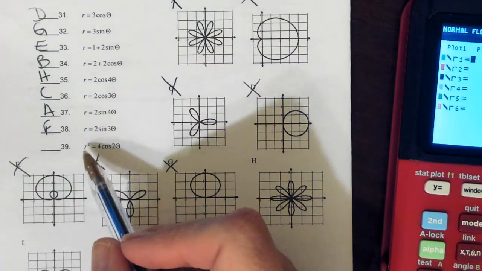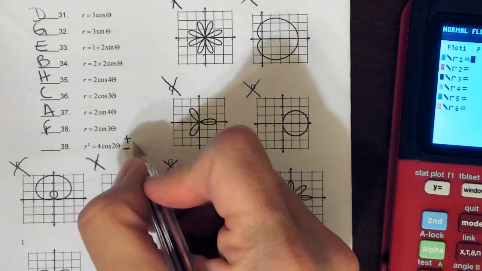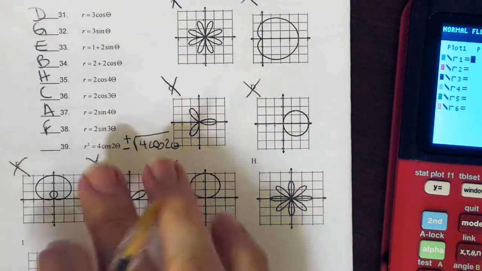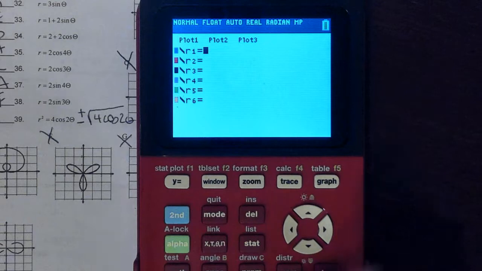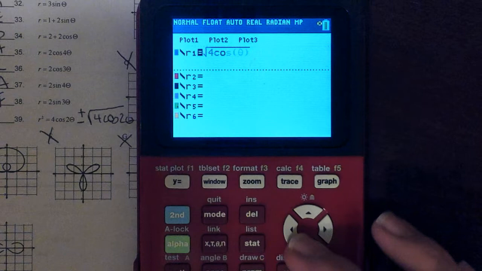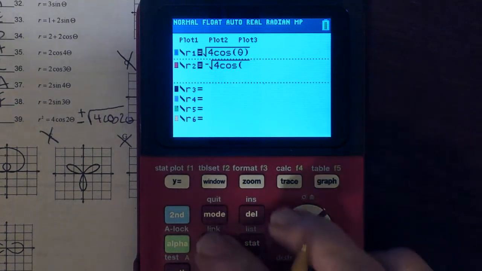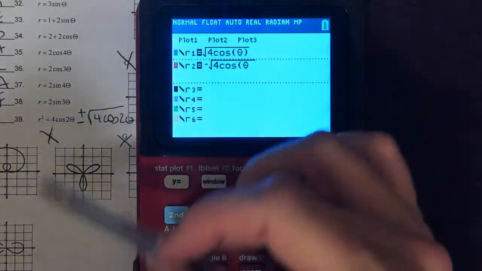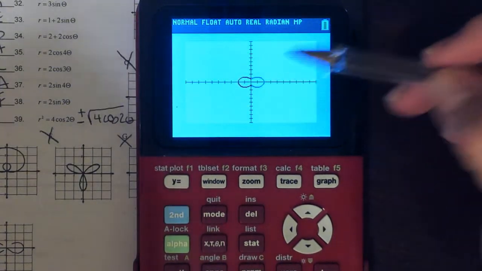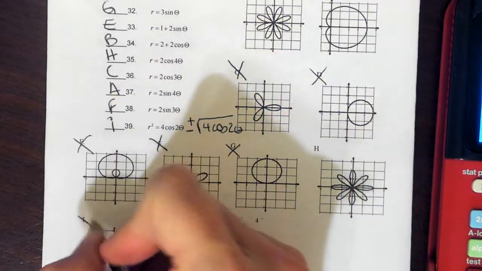You need to remember that anytime you take the square root and you're graphing, unless you restrict the domain, you're always going to put a plus or minus here. And you're going to let the calculator do the work. You don't actually have to take the square root or anything. So I'm going to have the square root of 4 cosine theta, and then negative square root of 4 cosine theta. So I did the positive and the negative, plus or minus. And then I hit graph, and it connects it, and I get a figure 8. This was the lemniscate, and that's letter I.